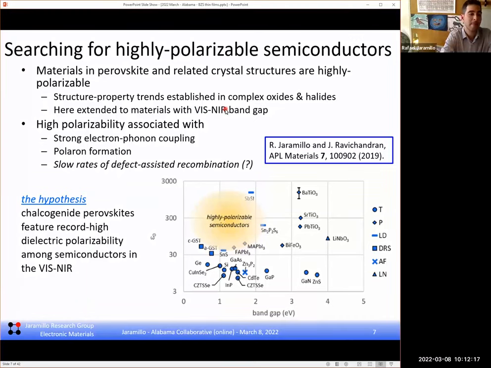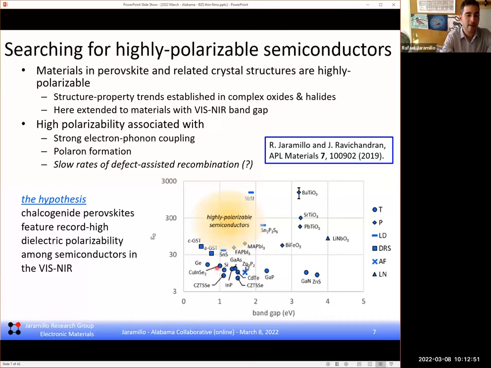And we're interested in this because I like strong electron-photon coupling, maybe from my days working on correlated oxide physics. I'm interested in measuring polarons, and I'm intrigued by hypotheses that exist in the literature that some of these dielectric properties are useful for photovoltaic performance. That is, they can slow down non-radiative defect-assisted recombination. Now, the jury is out on that, but we're going to need a good model system to study that, and that's part of the motivation. So this hypothesis is just that.